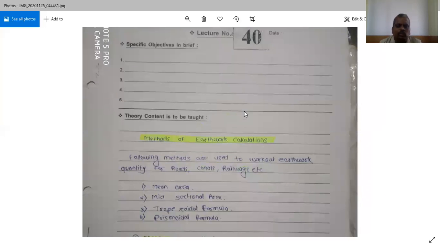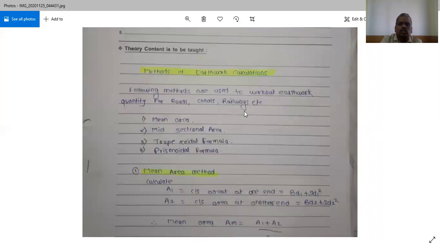So, methods of earthwork calculation. Following methods are used to work out earthwork quantity for roads, canals, railways, etc. There are totally 4 methods in our curriculum. The first one is mean area method. Mean means, suppose 4 plus 3 is 7, divided by 2 is 3.5. It is known as mean area method.